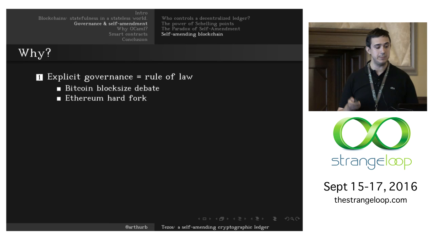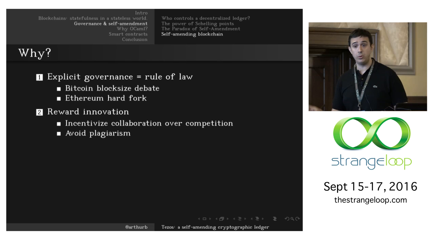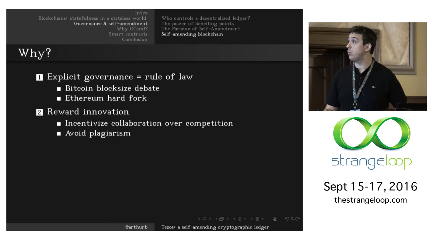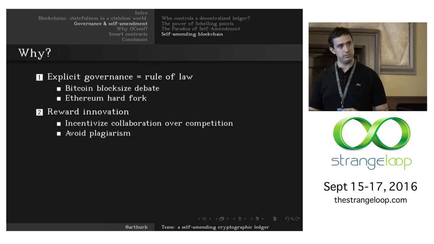So right now, if you have some cool ideas in the blockchain space, most people just create their own blockchain, and it creates a completely fragmented market. But what we would like to do is incentivize collaboration instead of competition. And so one way to do that is to say, okay, I have this idea for an improvement. So I'll write a new version of the protocol, and I'll submit it. I'll say, okay, here's my amendment. Let's have this new protocol instead.